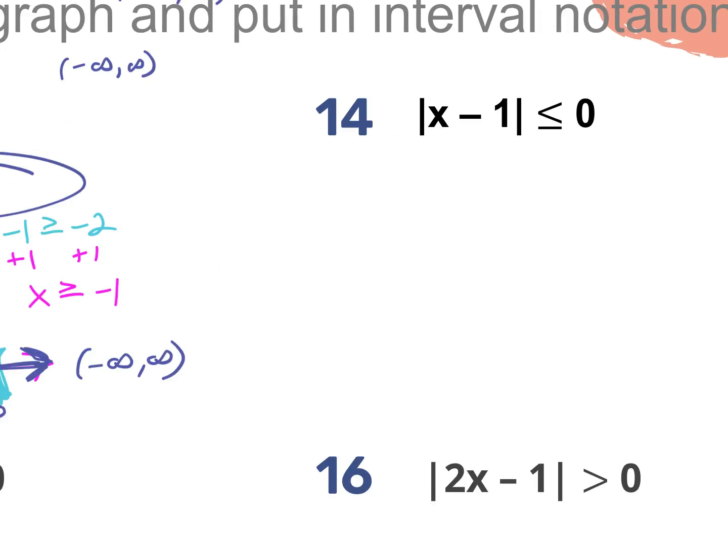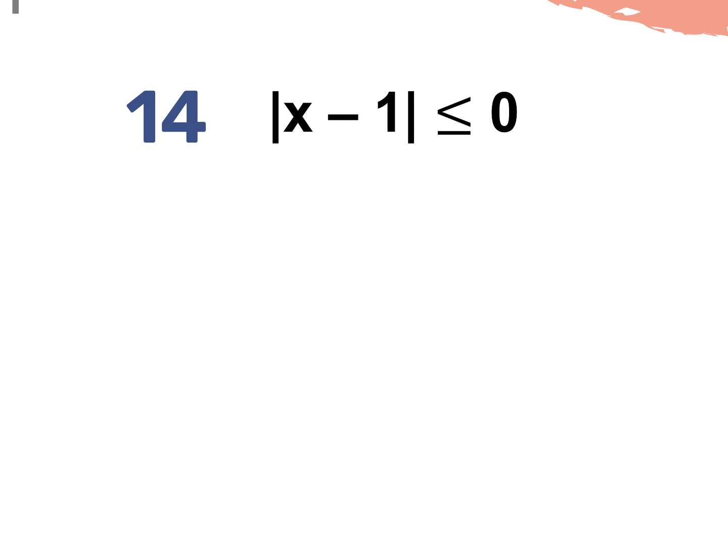Okay, look at 14. Absolute value of something is less than or equal to 0. So what's true about absolute value? It's got to be positive, right? Can it ever be less than 0? Or it can be equal to 0. It can be equal to 0. So this one's tricky because the only value that's going to work is if whatever's inside the absolute value is actually equal to 0, which means my only answer is the number 1. If you catch it, you just eliminated a lot of work.